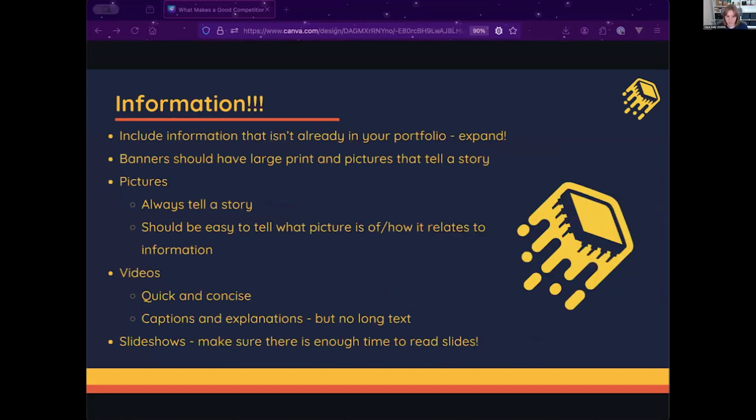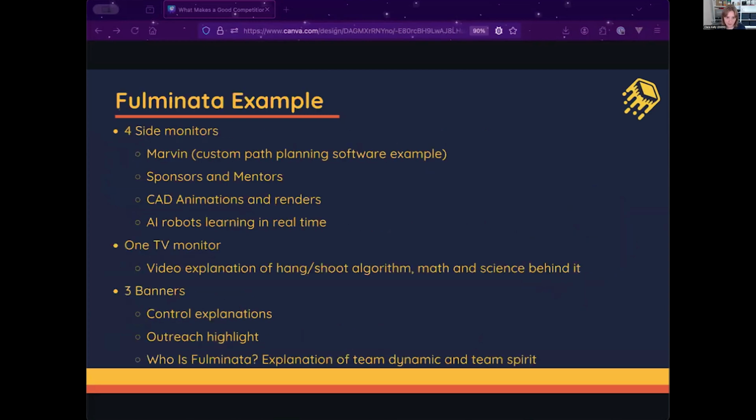So the information that you have in your pit has to be information that isn't already in your portfolio. Any information that you put in your pit is going to expand on your portfolio. If you have banners or pictures or videos, all of this has to tell a story. It should be easily identifiable and show how it relates to the information that you have in your pit. It has to be quick and concise. People want to read it quickly. For example, on Fulminata, this is a really big reach that we did for our team.